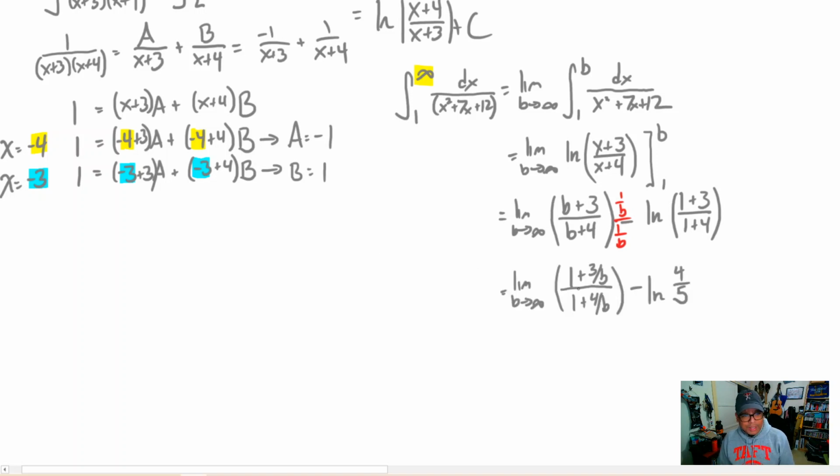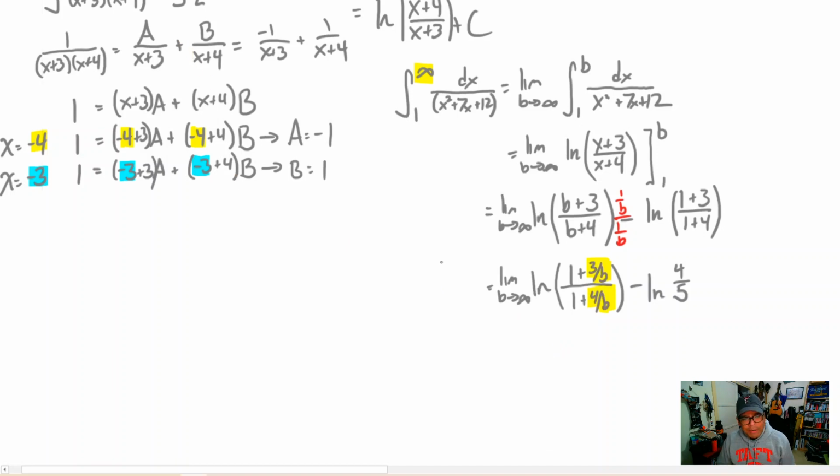And that's going to set up this new equation where I have the limit as b approaches infinity of (1 plus 3 over b) over (1 plus 4 over b), minus the natural log of 4/5. Now we know that anything that's left with a b in the denominator, that limit is going to be 0.